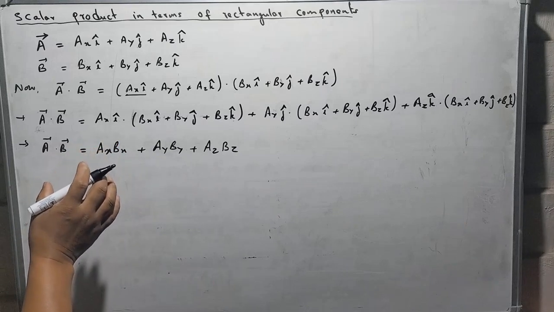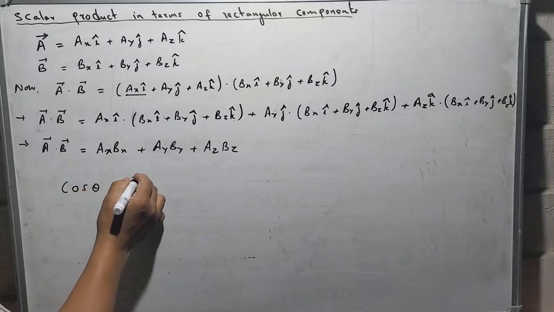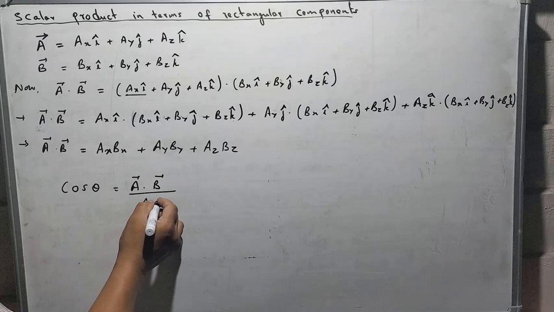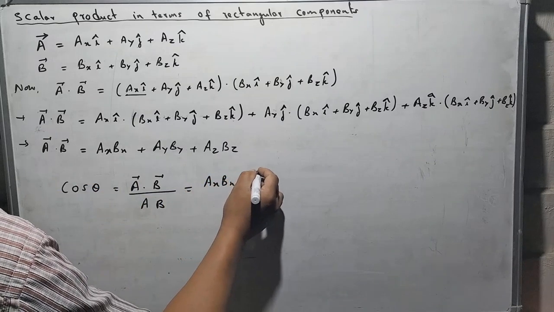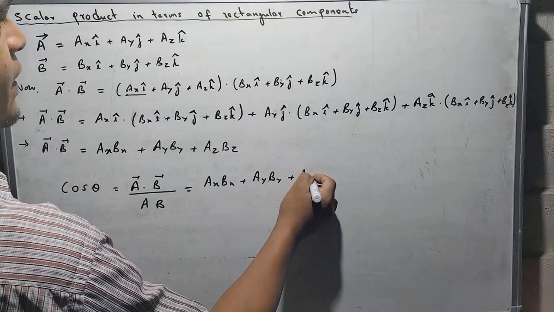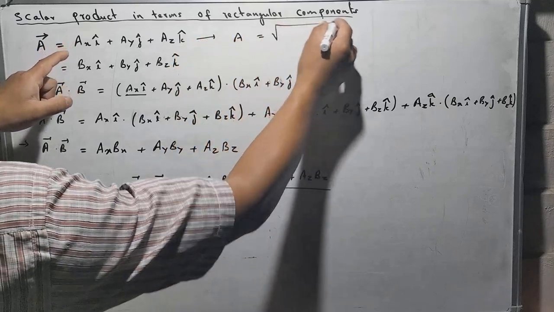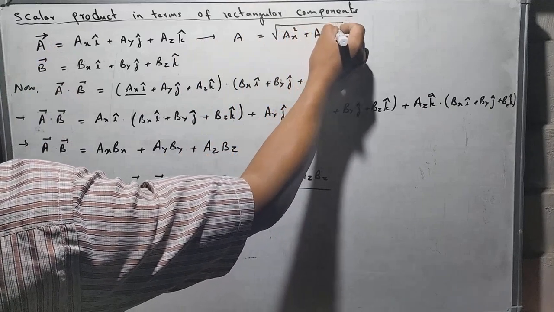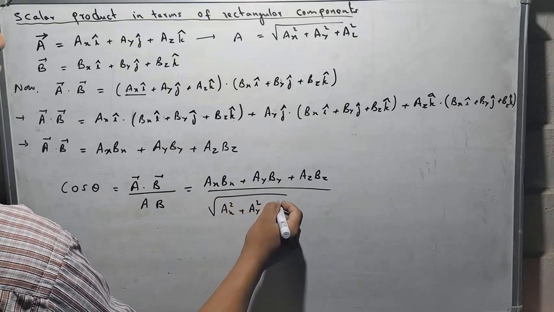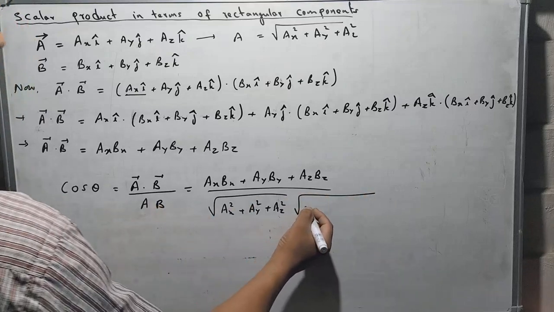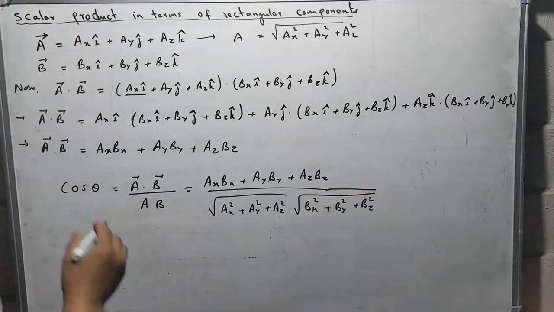So with this equation of A dot B, if you remember, in the last property we have written cos theta is equal to A dot B upon magnitude of A times magnitude of B. But how much is A dot B now? It is equal to Ax Bx plus Ay By plus Az Bz. What about the magnitude of A? If you remember, the magnitude of A is equal to root of Ax square plus Ay square plus Az square. Similarly for the magnitude of B, I can say root of Bx square plus By square plus Bz square. Okay, so this is cos theta.